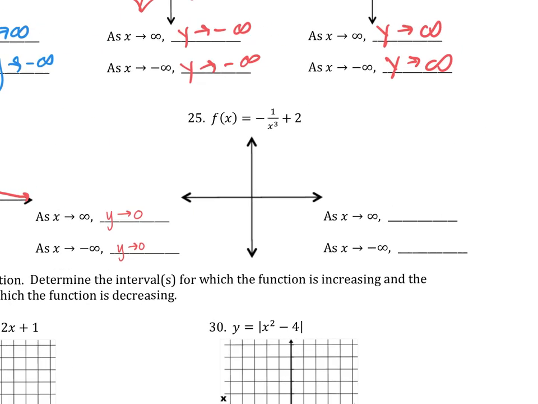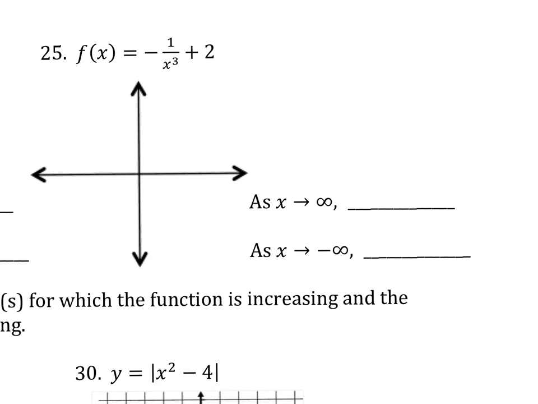What do we think this one's going to be? Negative 1 over x cubed plus 2. Go graph that one real fast. My graph was like this. Was it like this, y'all? No, it's the opposite. Oh, it is? Thanks. So you're saying it was like this? You have a chance to draw it better. Thank you. And they're all up 2.